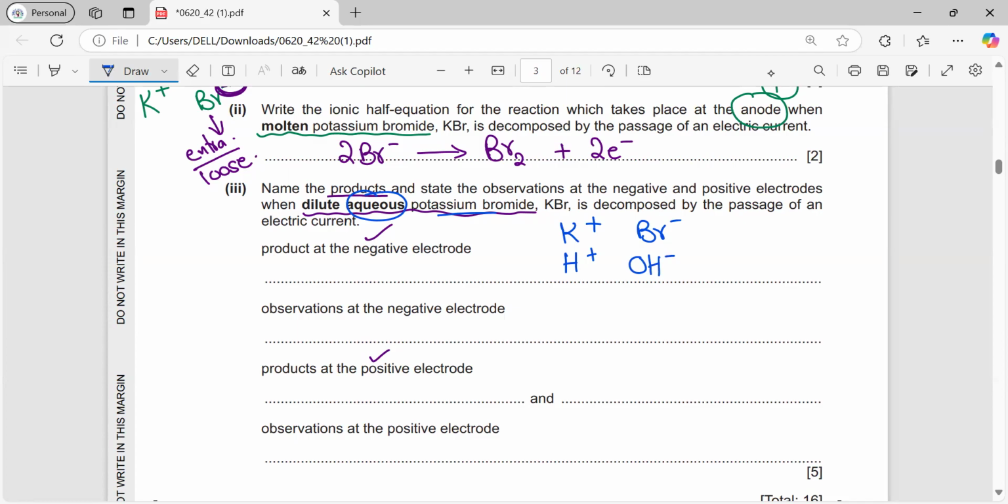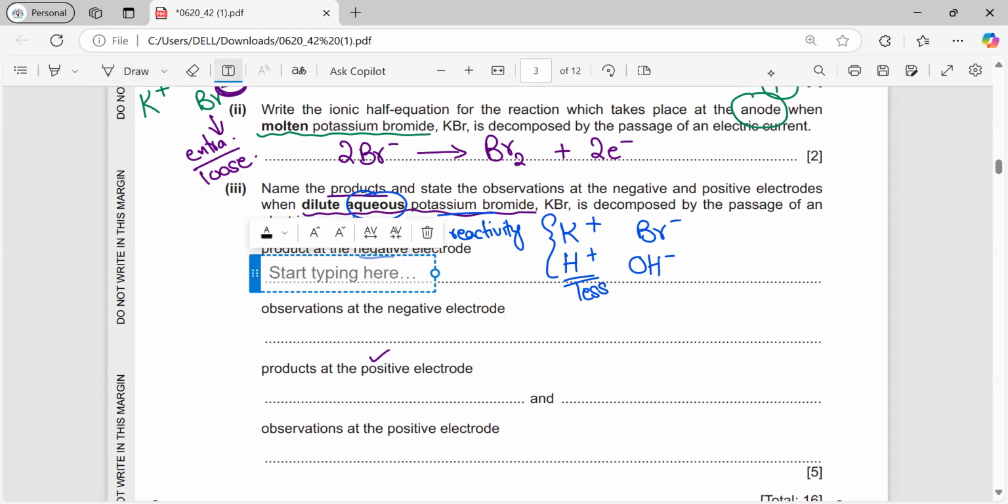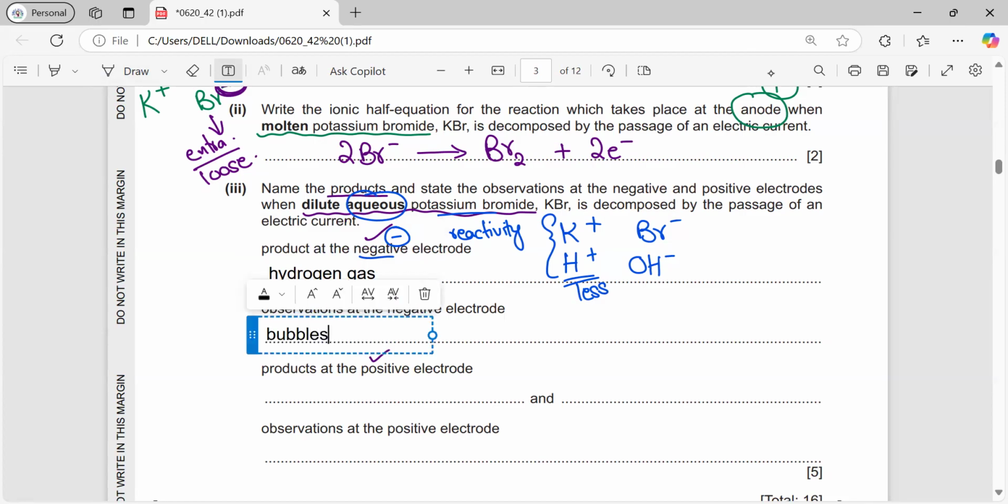Then, if we want to identify which ion will discharge at the negative electrode, we will see the reactivity of the 2 positive ions. The one which is less reactive will go to the cathode and discharge. Here, from potassium and hydrogen, the less reactive is hydrogen. So hydrogen will go at the negative electrode and will form hydrogen gas. So hydrogen will be formed at the negative electrode, and the observation will be the bubbles of colorless gas.